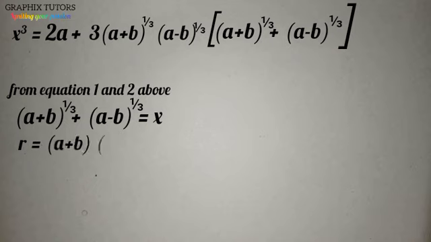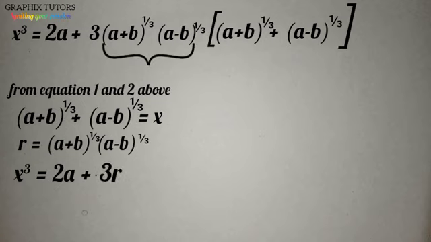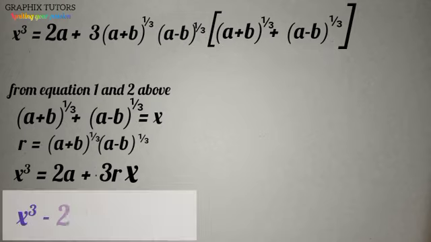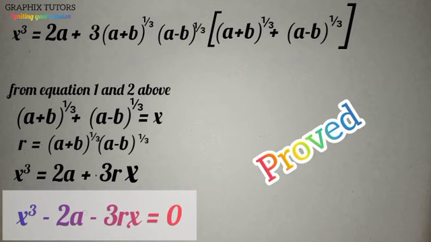And we also know that our arrow is (a + b)^(1/3) and (a - b)^(1/3) from the expression above, equation 2. So therefore, I'm going to say that my s cubed is equal to 2a plus 3 arrow, because like I said earlier, this (a + b)^(1/3) multiplied by (a - b)^(1/3) is arrow, then the x, right? So this is what we have here. So if you take everything to the left hand side, we have s cubed minus 2a plus 3 arrow s equals 0. So this is what we are told to prove.